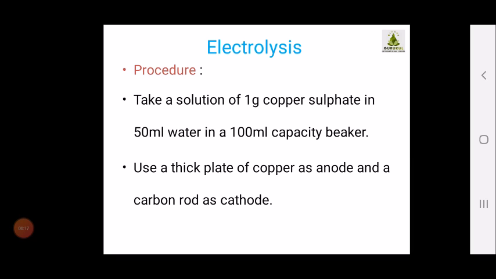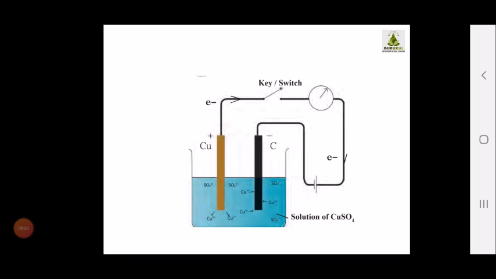Take a solution of 1 gram of copper sulfate in 50 ml water in a 100 ml capacity beaker. Use a thick plate of copper as anode and a carbon rod as cathode. This diagram is here, children. You can refer to it for future reference, and this is given in your textbook also.